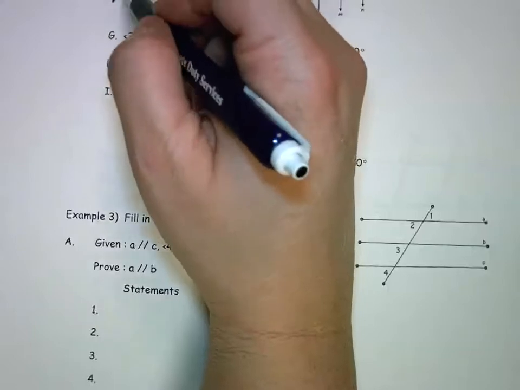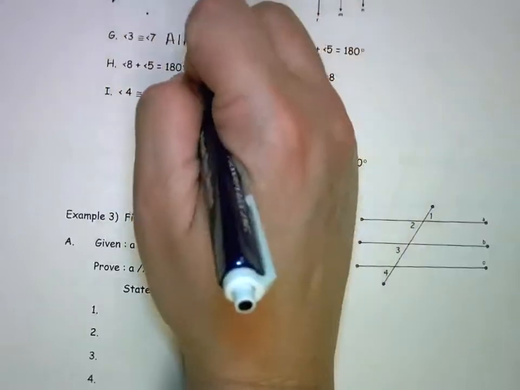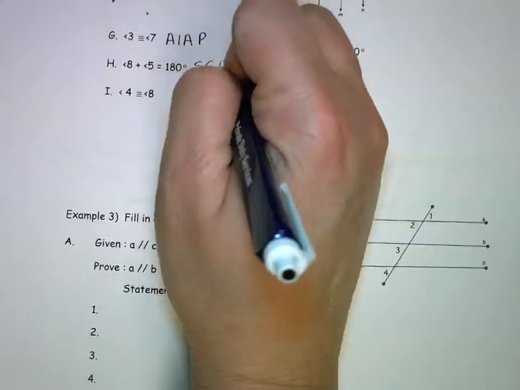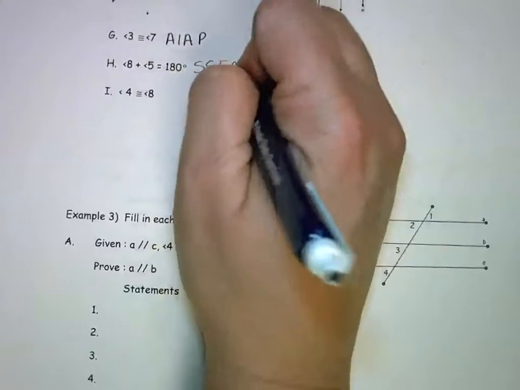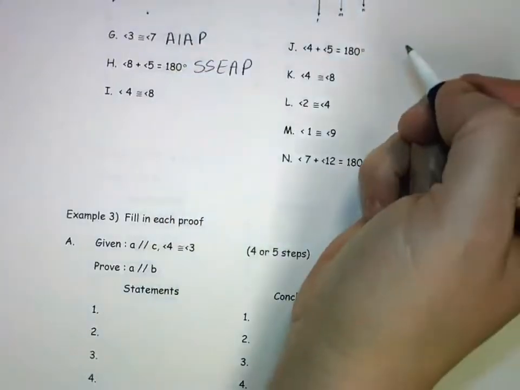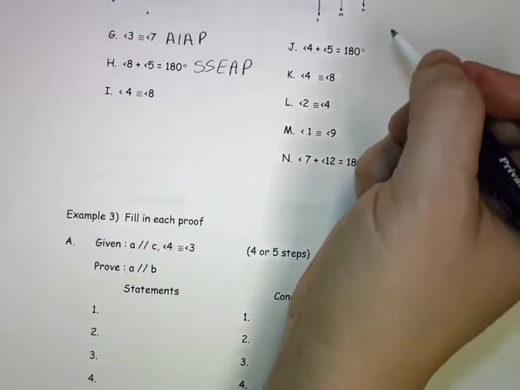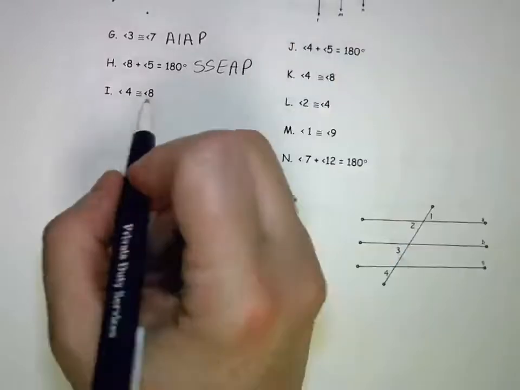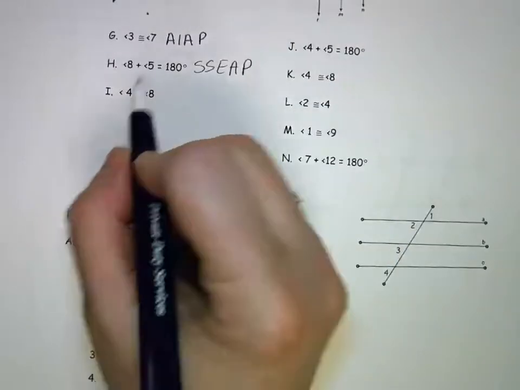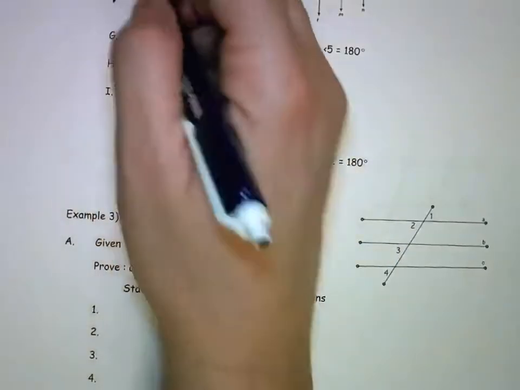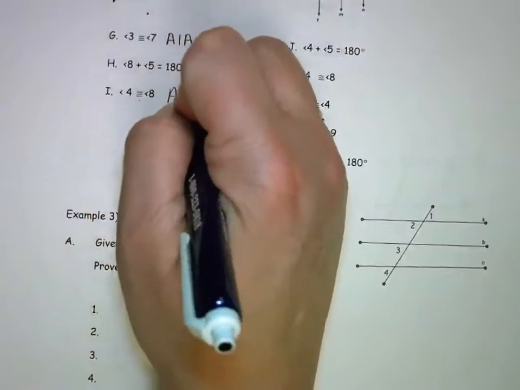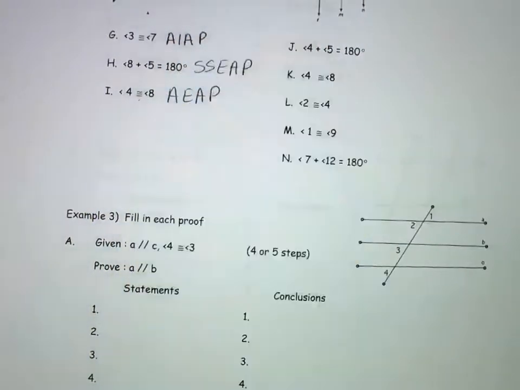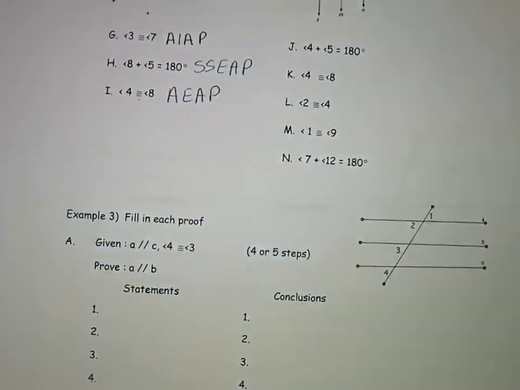Letter H, 8 and 5 adding to 180. Those are same side exterior angles that add to 180. So our lines are parallel. And letter I, 4 and 8. Those are alternate exterior angles that are congruent. So that makes our lines parallel.